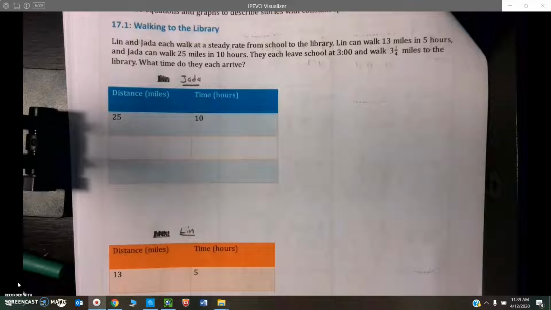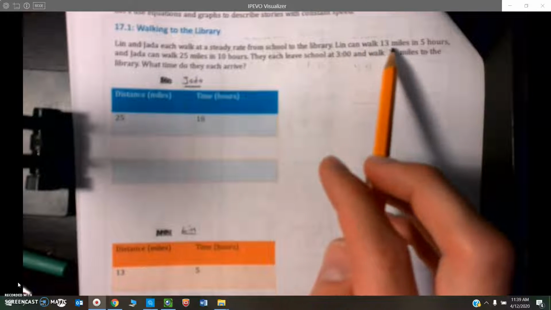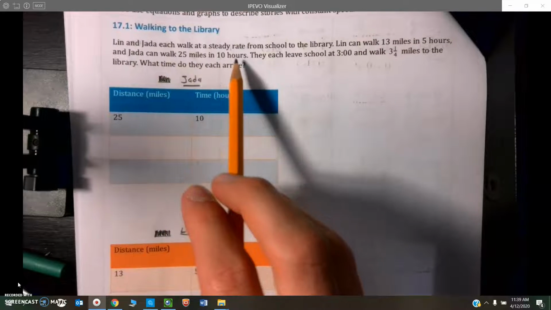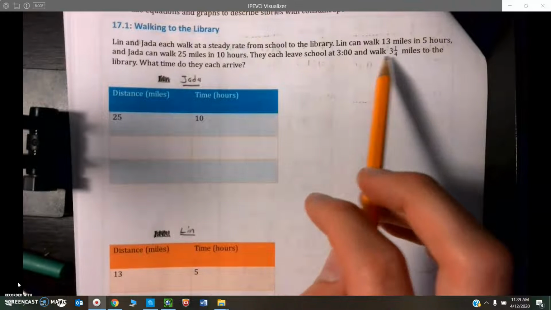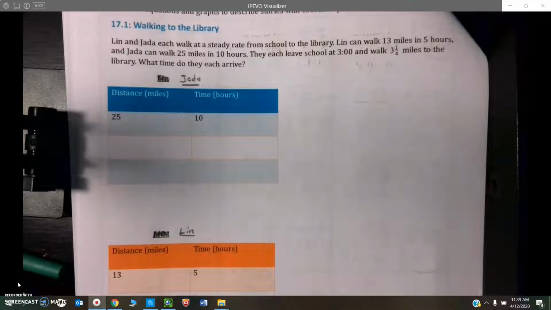Alright, so this activity is called Walking to the Library. It says that Lynn and Jada each walk at a steady rate from school to the library. Lynn can walk 13 miles in 5 hours, and Jada can walk 25 miles in 10 hours. They each leave school at 3 o'clock and walk 3 1/4 miles to the library. What time do they each arrive?